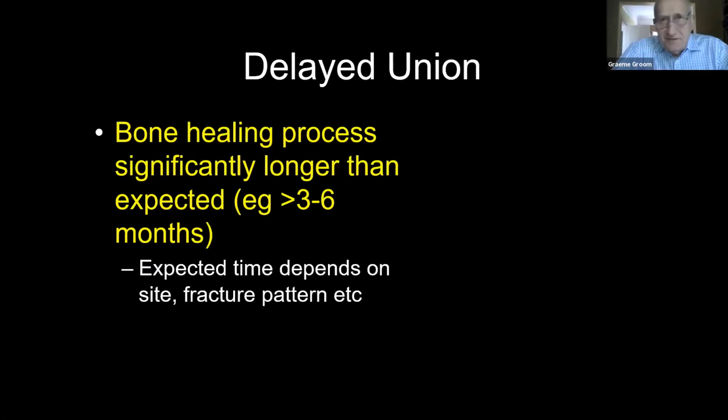Delayed union is somewhere in between, and is perhaps difficult to define, but David has described it as a healing process significantly longer than is expected, perhaps more than 3 to 6 months. And of course, the expected time of fracture union depends on where the fracture is, the fracture pattern, and all those elements relating to the limb and the patient that we in orthopedics call the personality of the fracture.